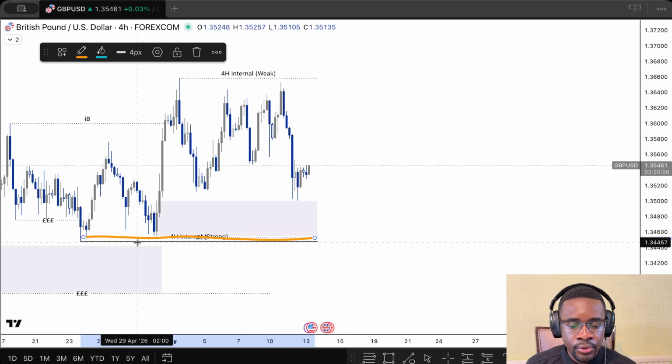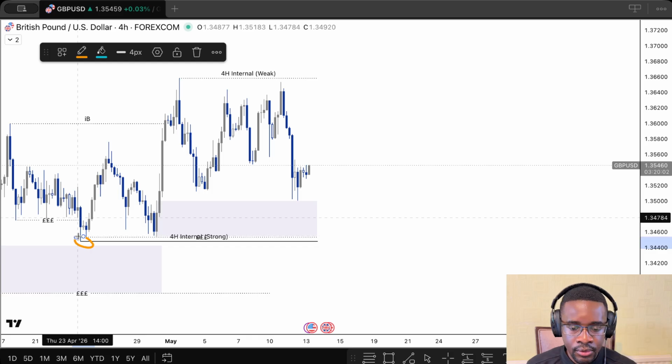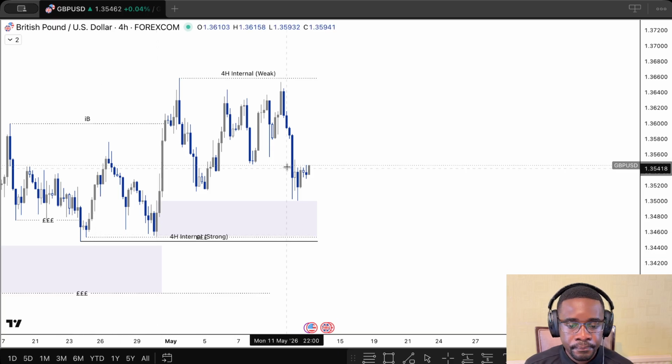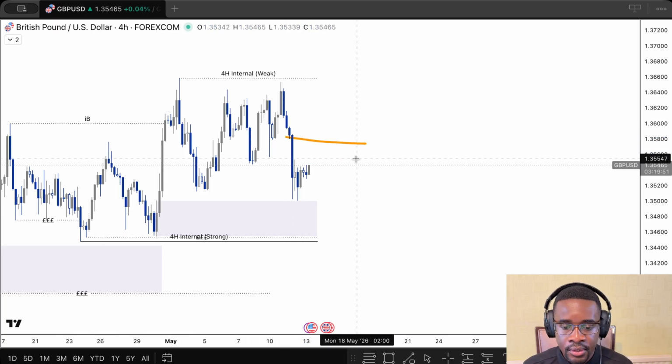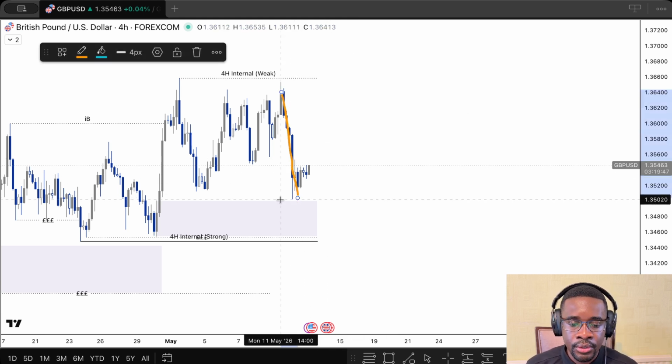I do have relative equal lows as well at the bottom, and then of course we have our extreme, which is our strong low, strong internal low. So okay, from the 4 hour, nothing is really clear. But we do have a bit of momentum to the downside.